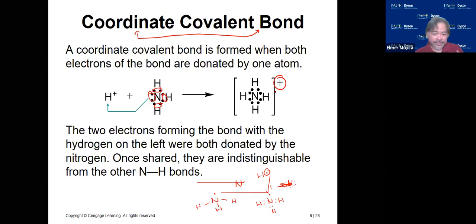Now, once shared, if you look at the two electrons forming the bond with the hydrogen on the left, they were both donated by nitrogen. Once shared, they are indistinguishable from the other NH bonds. So that's one specialized covalent bond.